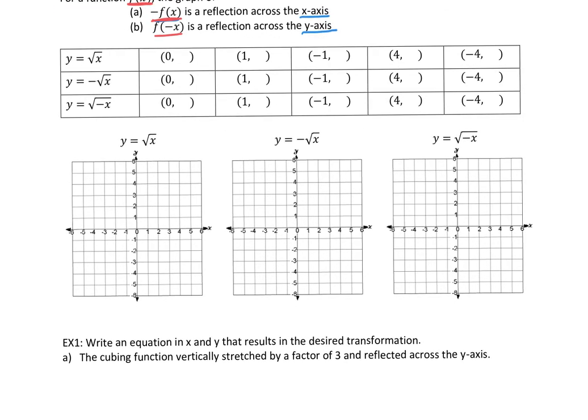I really like reflections. So let's say y is equal to the square root of x. Again, our basic graph would be 0, 0, 1, 1, negative 1. Ooh, that does not exist. It's undefined. So I'm just going to leave it blank. And then if I put in 4, I get 2. Negative 4, undefined. So let's graph. We have 0, 0, 1, 1. Negative 1 doesn't exist. 4, 2. Negative 4 doesn't exist.